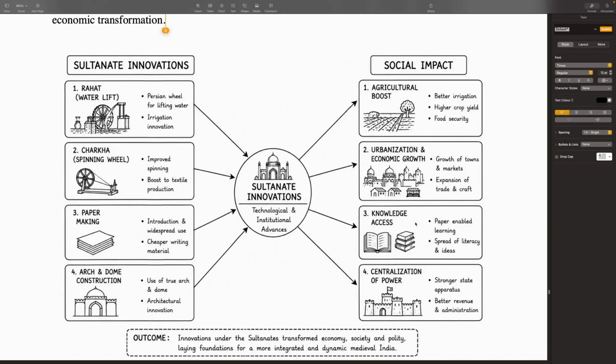Paper making, knowledge access, arc and dome, centralization of power, stronger state apparatus, better revenue. Okay, so this is the diagram. You can make it like this. You need not obviously draw these things, but you can write.